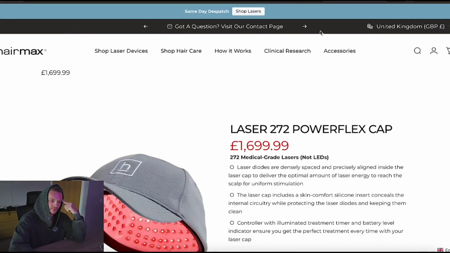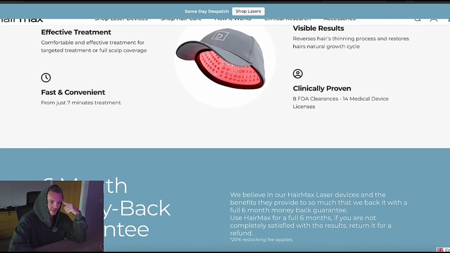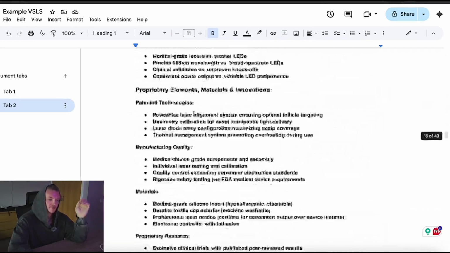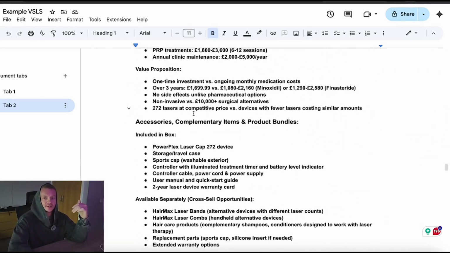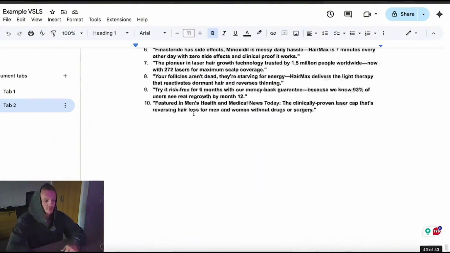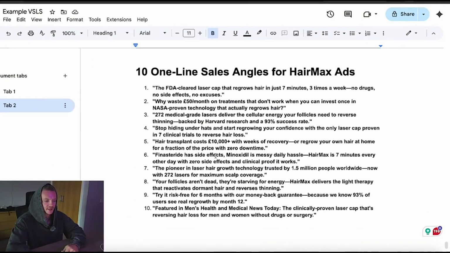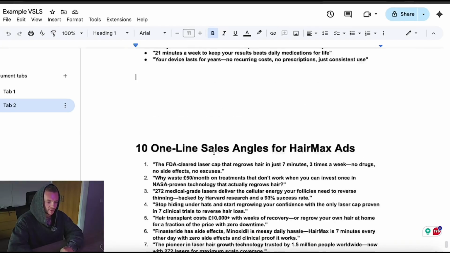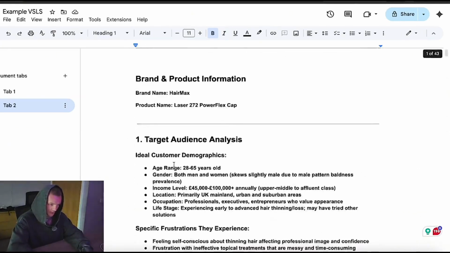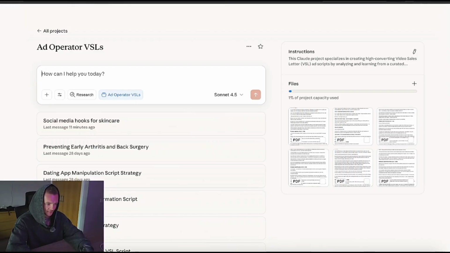Basically what I did was take a screenshot of their entire landing page. I put it into Claude and I said, make me a brief for this, and then I used the brief. So we've got a fully done brief. Obviously, the only thing is it's not done like the deep research, which you would obviously do. So I've got that, and I've also got some one-line sales angles. So what I'm thinking already is we're going to copy and paste this entire thing.